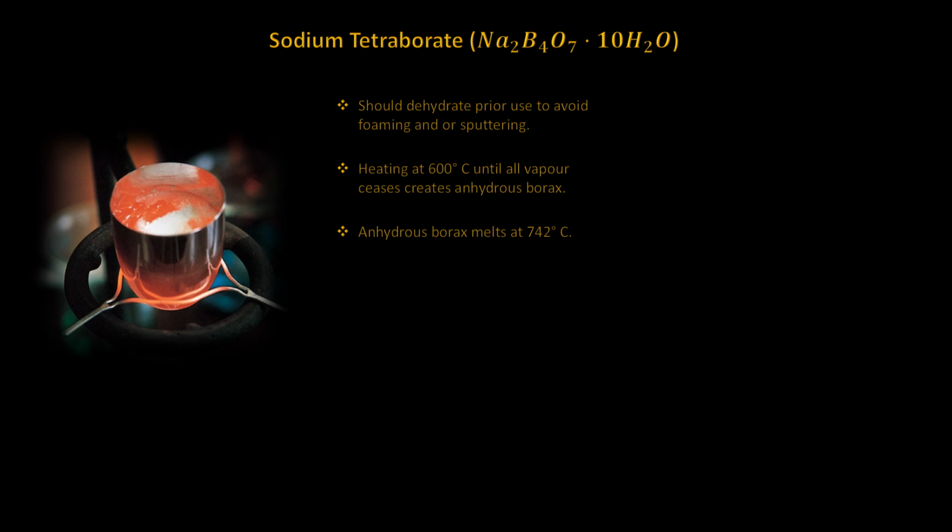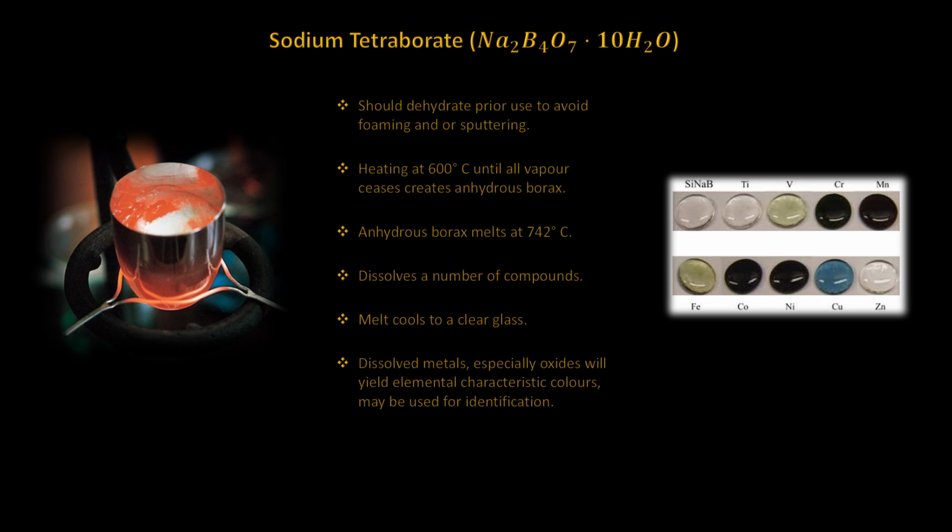Now, once driven off, melt the borax, then cool it. The resulting glass can then be pulverized or ground down to a powder, resulting in a borax glass. This reagent will dissolve a number of compounds. When cooled, it forms a fairly clear glass. Now, metal elements which may be dissolved in the melt, especially their oxides, will result in different characteristic colors. The coloring of these glassy slags may be used in some instances to identify the metallic element.